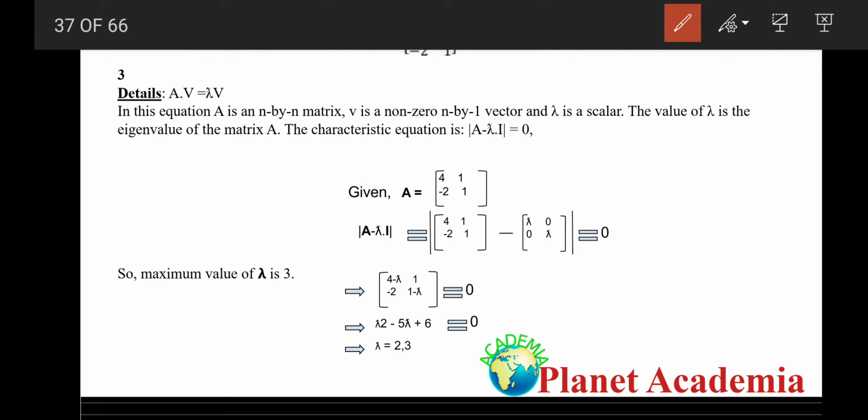Now see, here I've written the equation, Av = λv. A is the n by n matrix, v is non-zero. Remember, non-zero means its value is not zero, and it is a vector. Lambda is a scalar. So okay, everything is given.